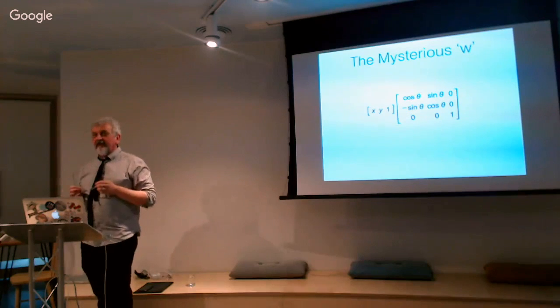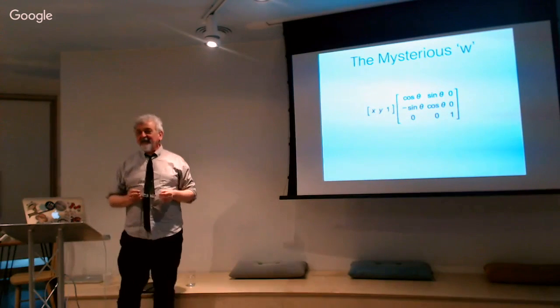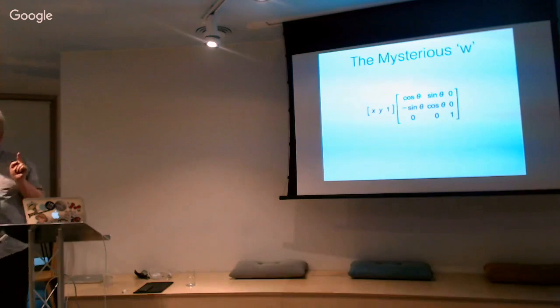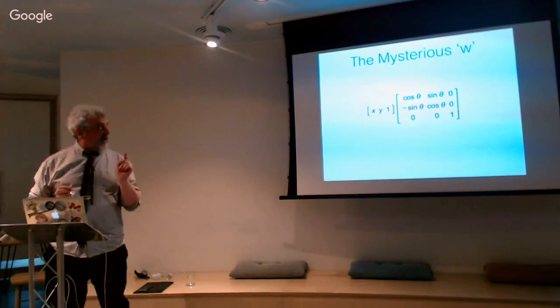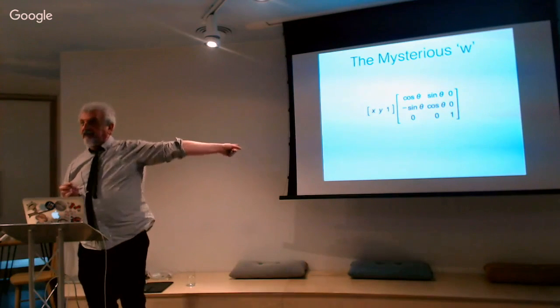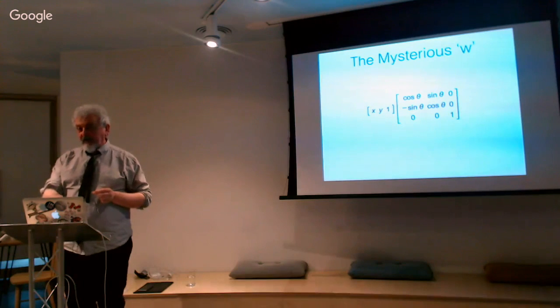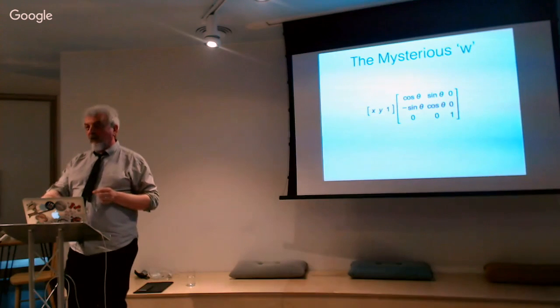And so, next mystery, W. W is great. In certain circumstances, and this will become really clear really soon, it looks like we might be suddenly doing 3D all of a sudden, but we're not. We're still doing 2D. We've got an X and a Y, and we've stuck a 1 on the end. And then in our new multiplication matrix, we've stuck a 1 at the bottom corner. And what that means is that when we do the multiplication, we get the rotated X and Y followed by a 1.